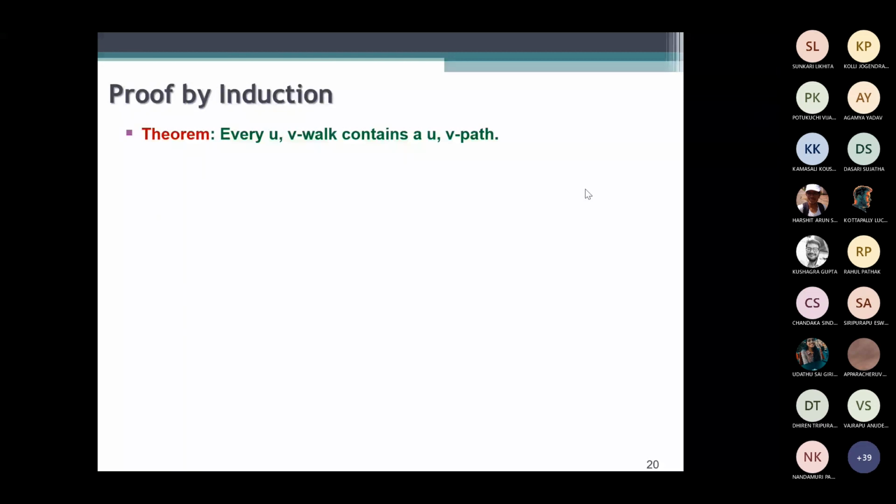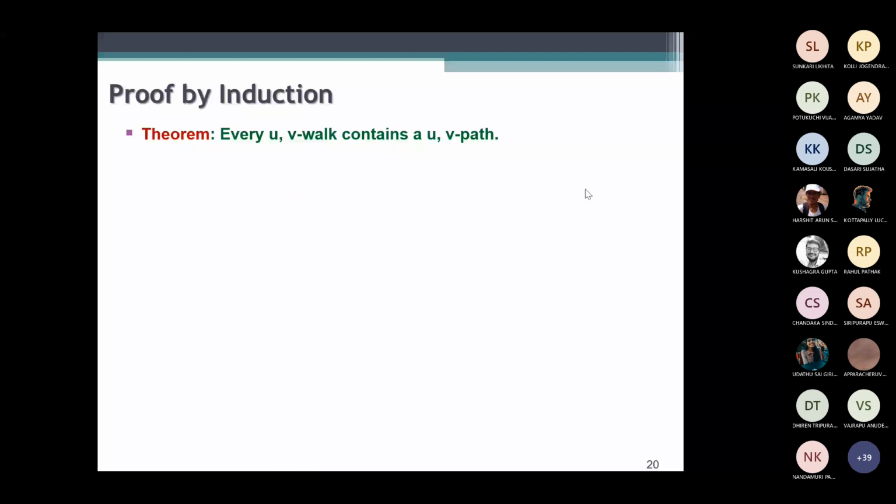Say for example, proof by induction. There is a theorem: every walk contains some path. So every UV walk, that means the walk that starts at vertex U and ends at vertex V, contains a UV path also.